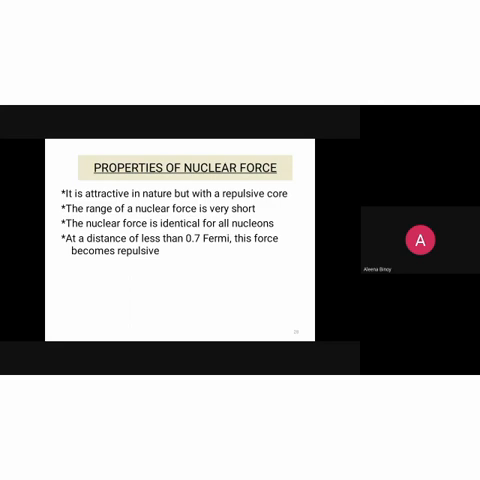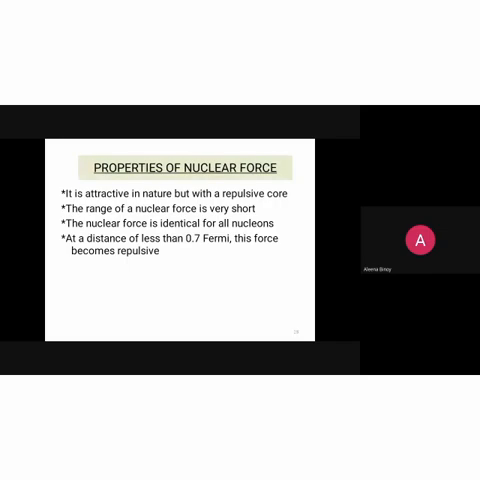And the last and final property is that at a distance of less than 0.7 Fermi, this force becomes repulsive. This is one of the most interesting properties. This repulsive component of the force is what decides the size of the nucleus. The nucleons come closer to each other up to the point that the force allows, after which they are not able to come closer because of the repulsive property of the force.